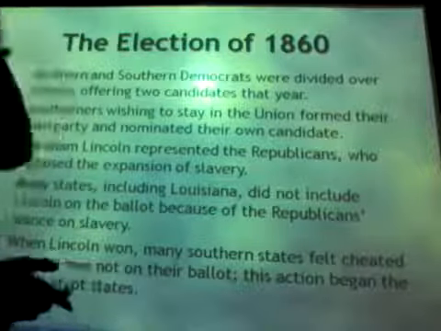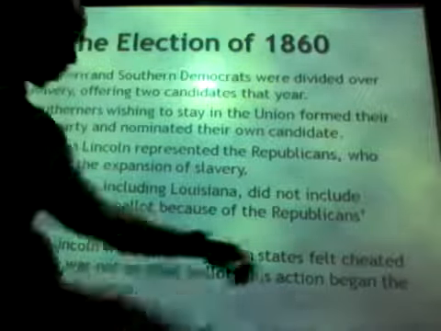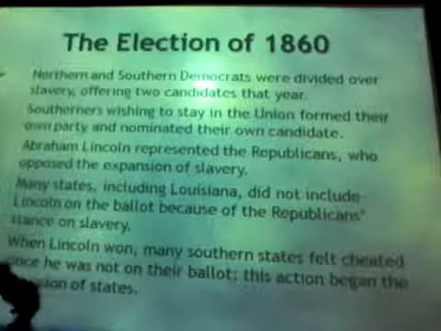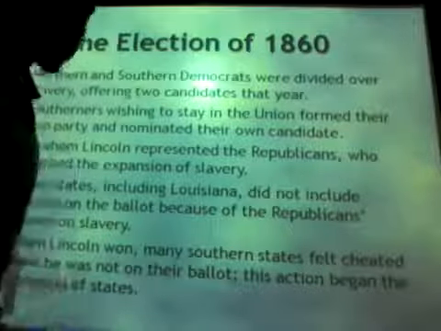All right, so when Lincoln won, many Southern states felt cheated. Since he was not on their ballot, this actually began the secession of the states. They start to remove themselves. All right. So Louisiana wasn't one of the first to secede. They seceded only after the actual war started.